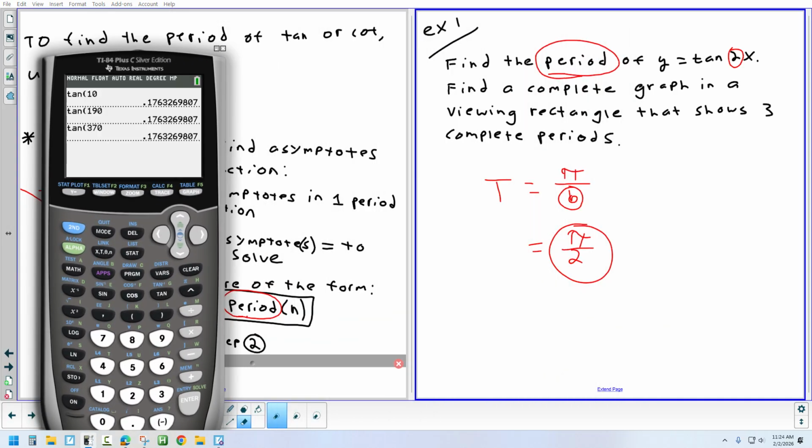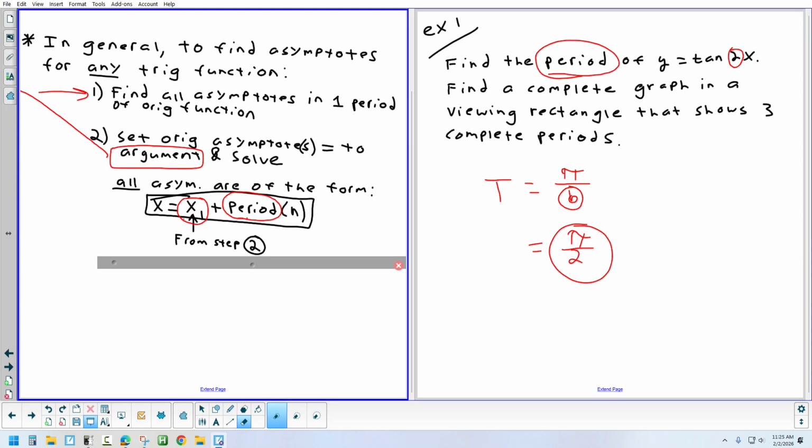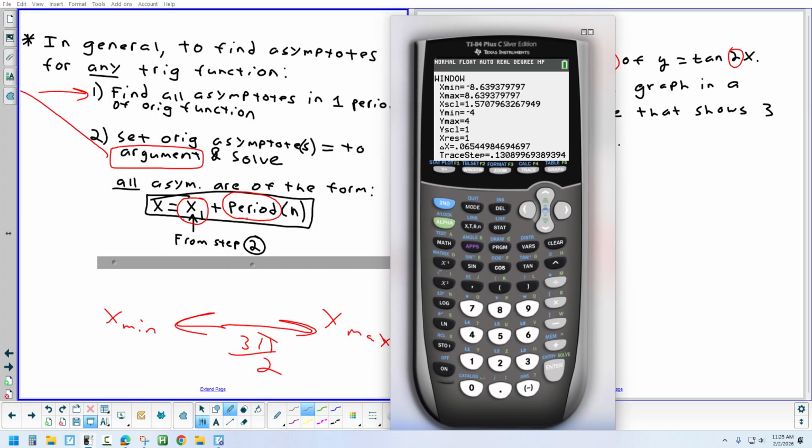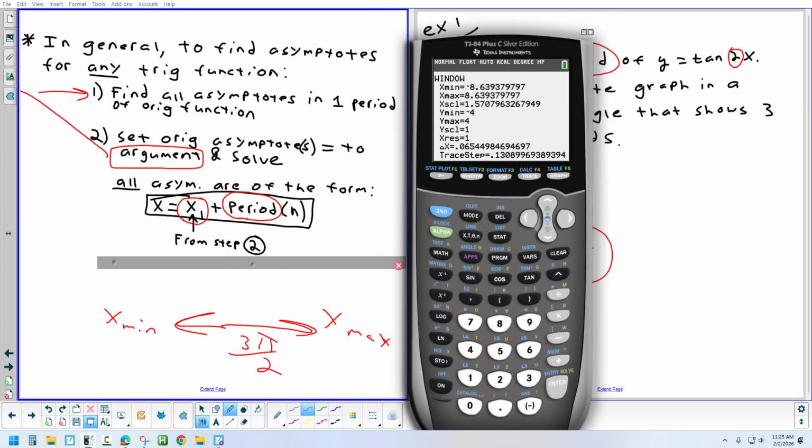Okay. Well, if one cycle is pi over 2, how long is 3 cycles? 3 pi over 2. Triple that, 3 pi over 2. So we need to set a window where the distance between the x min and the x max is 3 pi over 2. There's lots of ways you can do that. Can someone give me a value for the x min and the x max so the difference between them is 3 pi over 2?